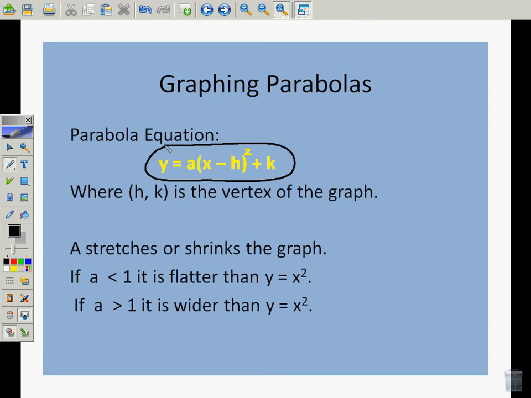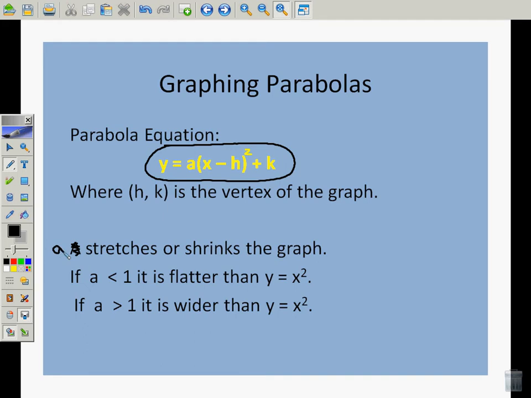H and k have special representations. H comma k is the vertex of the graph. That's where it comes to its peak. That's where it starts to turn over. The coefficient a should actually be little a, so there's no confusion.